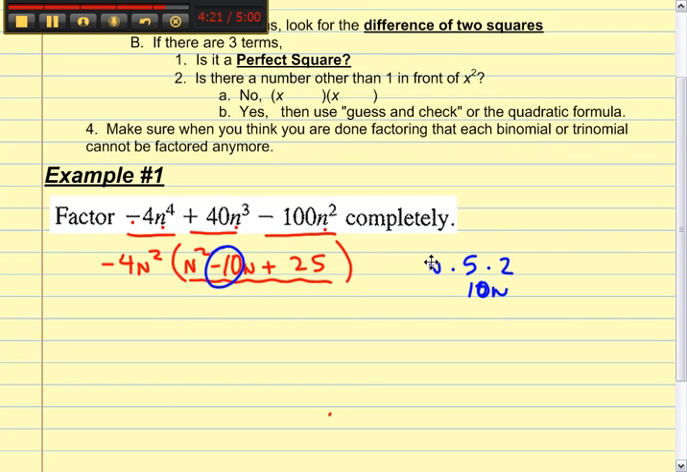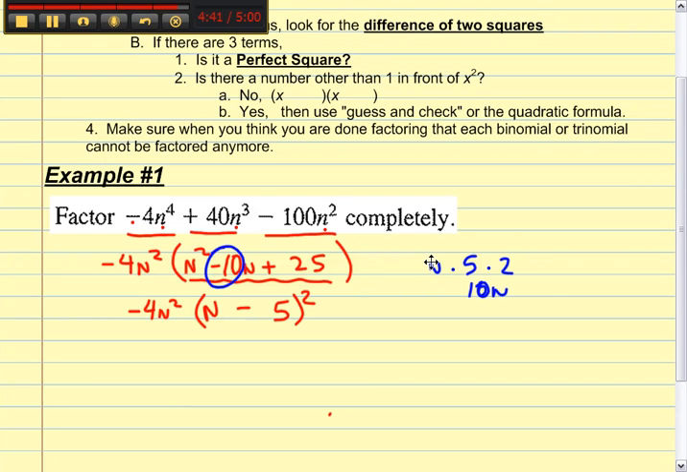Well, what do I write, Mr. C? Well, negative 4n squared. Remember, we factored that out at the beginning. And I know that this thing is a perfect square binomial. It is going to be the square root of the first term and the square root of the last term. And since 10, the middle coefficient, is negative, we stick a negative in the middle.